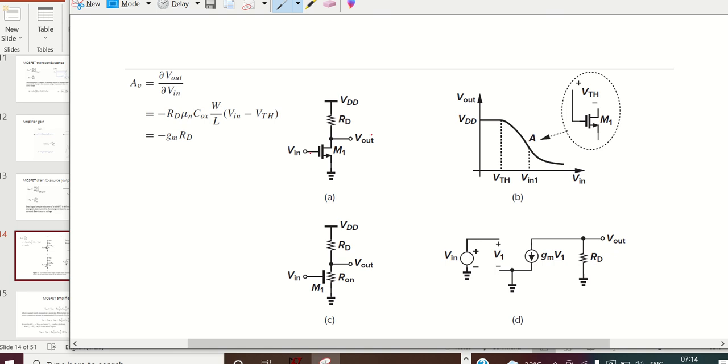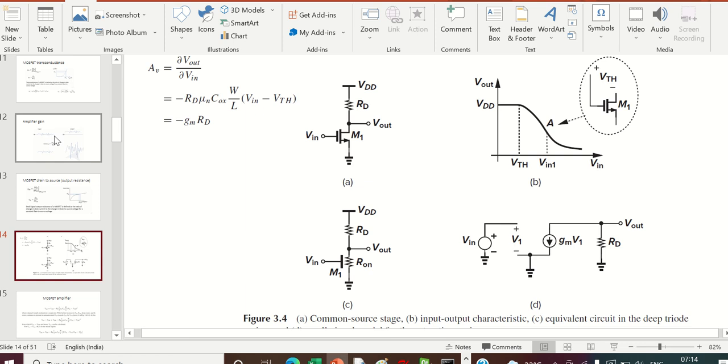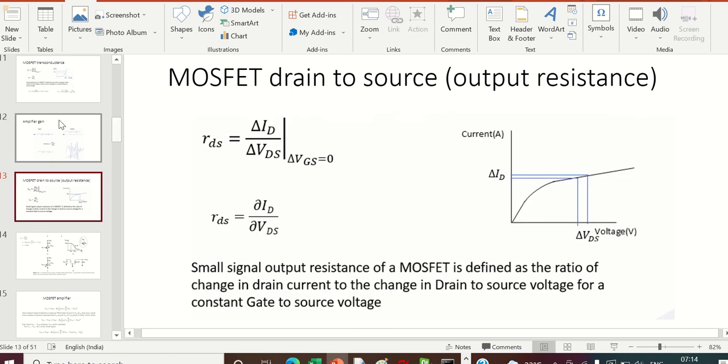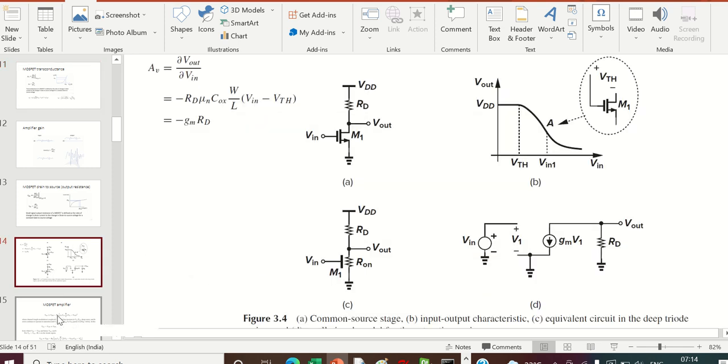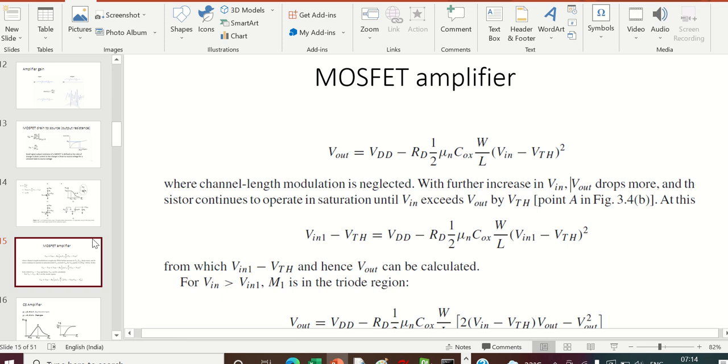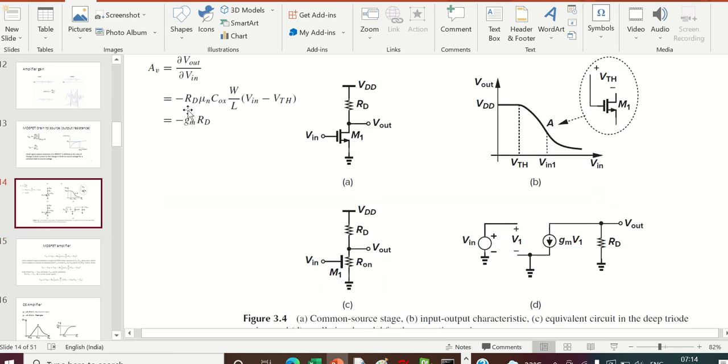This Vout by Vin is nothing but gm into rd. What is gm? What is rd? gm, which we have discussed some time back, that is gm. So your gain, dependent on Av, is nothing but that gain, the 40 whatever we got. That is the gain, which is gm into rd. So rd is this rd.